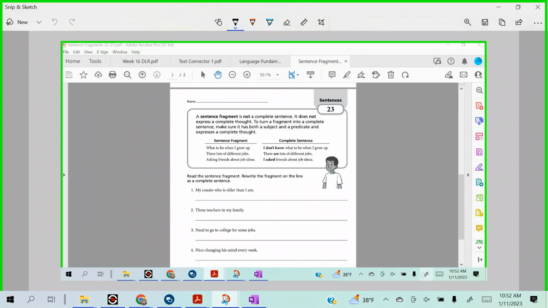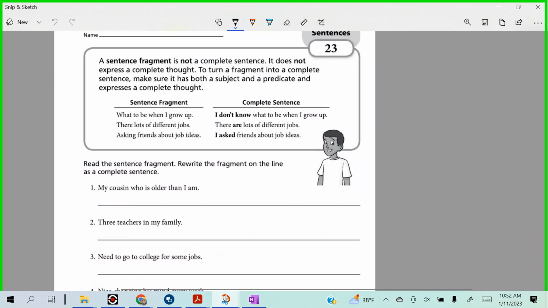Still talking about sentence fragments, okay? We know that a fragment is not a complete sentence. We know that. It doesn't express a complete thought. It's either a dependent clause or it's missing a subject and a predicate, right? We need to turn a fragment into a complete sentence. We need to make sure it has both a what and a what. Subject and predicate. Say it loud and proud. Subject and a predicate. There it is.